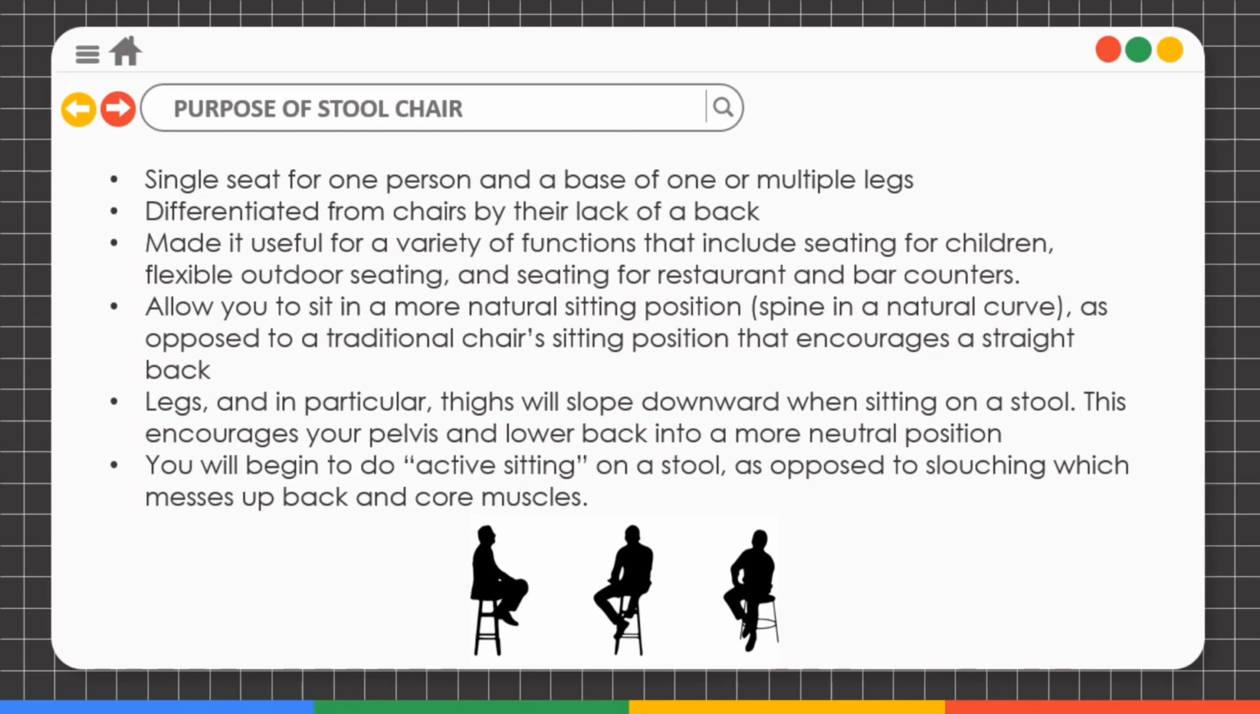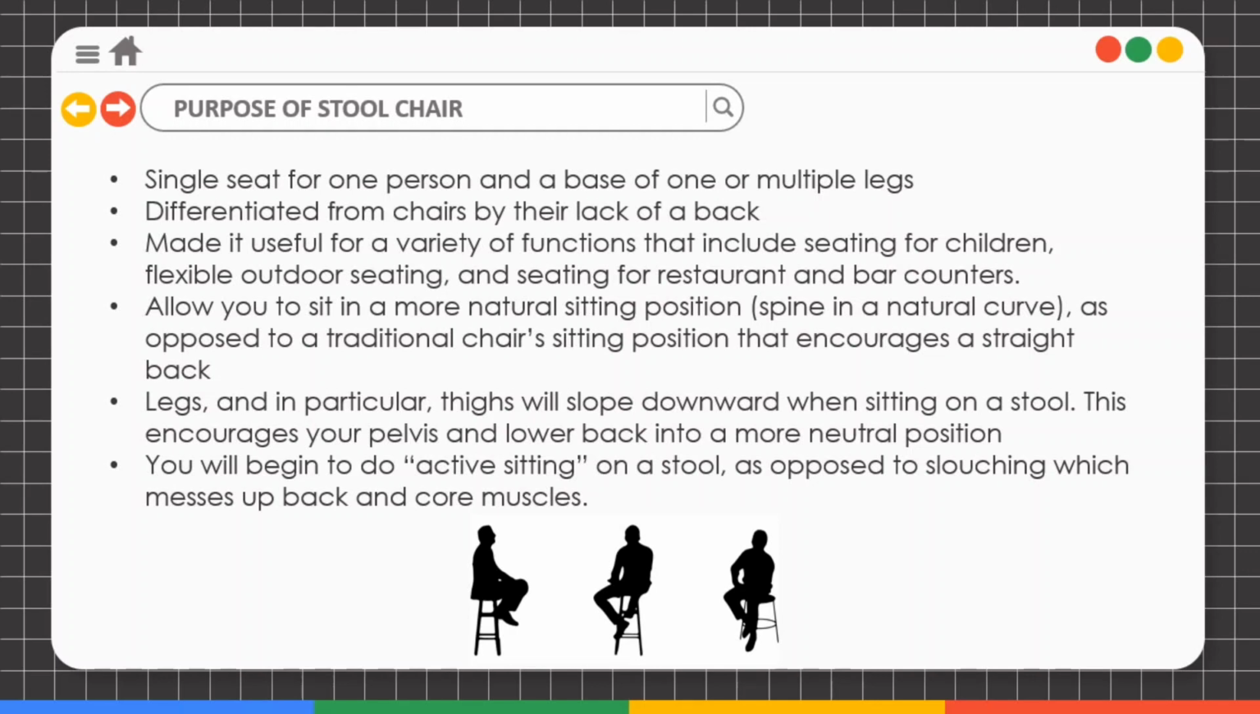A stool chair is a piece of furniture that consists of a single seat for one person and one or multiple legs. Basically, stools were differentiated from chairs by lacking a back, but modern variations and definitions of stool may now include designs with arms and back. The simplicity of the stool concept has made it useful for a variety of functions that include seating for children, flexible outdoor seating, and seating for restaurant and bar counters.